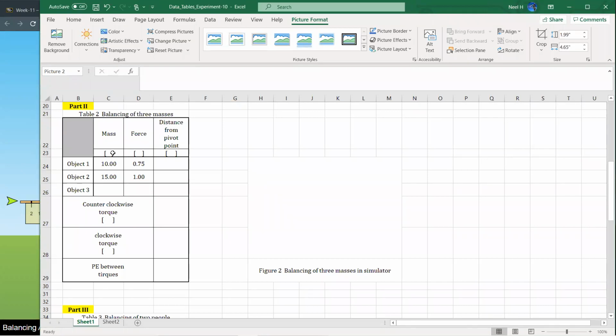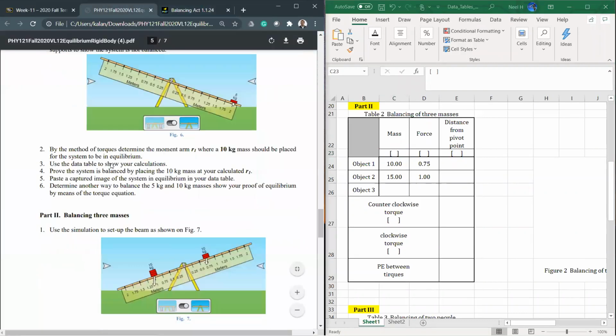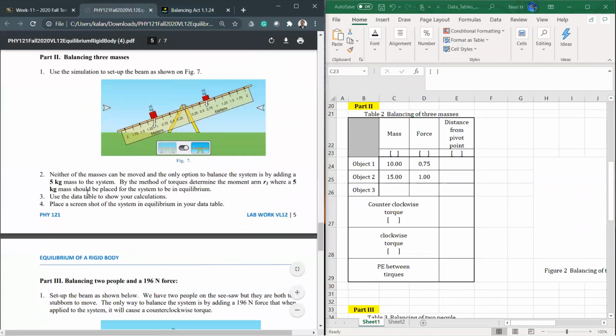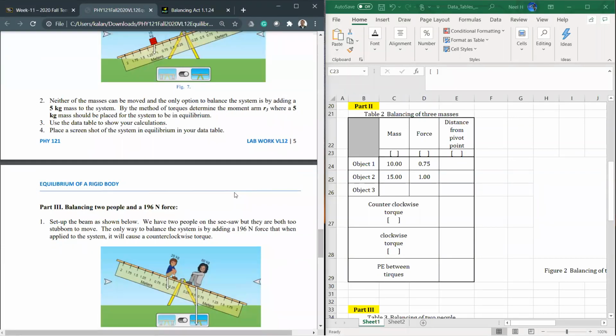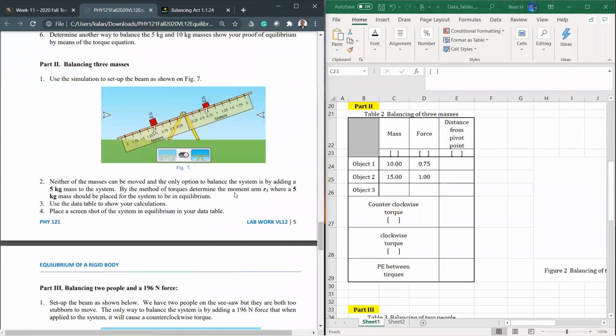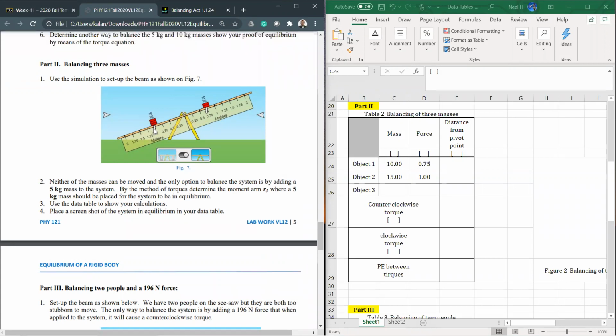Let's take a look at what happens if I have three masses. So in case 2, I have 10 kilogram and then 15 kilogram, and let's try to balance it with another mass on the other side. I can use the 5 kilogram mass to balance. In this case, 10 should be at the 0.75 location. 15 should be at 1 meter location, on the other side, the left-hand side.